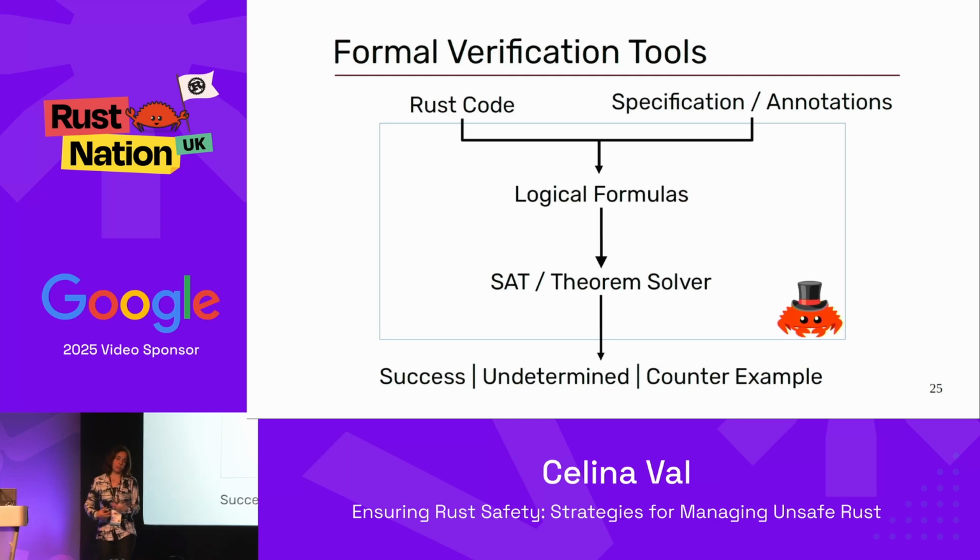And any verification tool usually is going to return either that you succeeded, meaning it's proven that you are following your spec. It might not succeed, since it is an undecidable problem. So sometimes it might not succeed. And sometimes it will fail. And usually when it fails, it will return a counterexample, which usually is a concrete input where your code actually fails that specification.